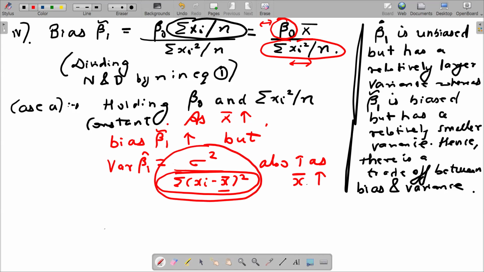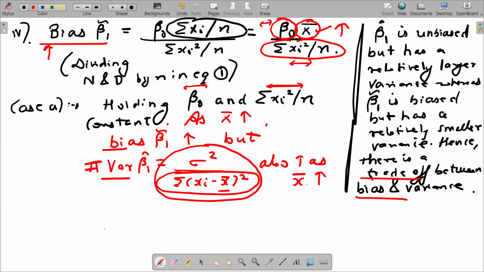You can clearly see again there's a trade-off. As x bar increases, beta naught and summation xi square by n are assumed to be constants. As x bar increases, the bias of beta 1 tilde will increase, but the variance of beta 1 hat will also increase. So again, we have to choose between the two. Should we compromise on bias or should we compromise on higher variance? Because there's a trade-off between the two.